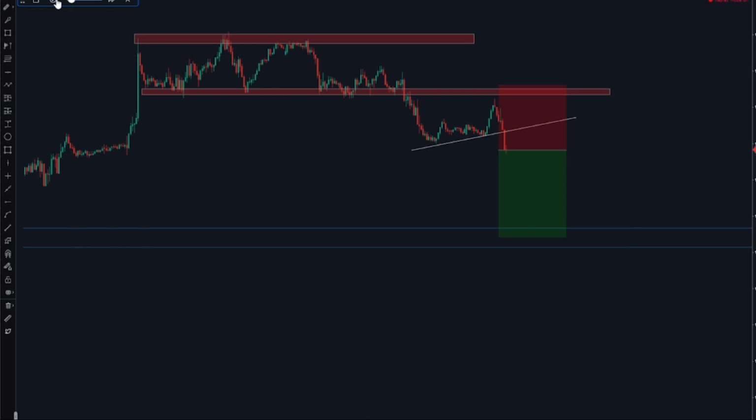That is equivalent to 1 to 2, but it's not up to the line. But you have to be very conservative about your target, I mean your take profit. Okay, so as the price moves, let's wait for more days to see what happens.